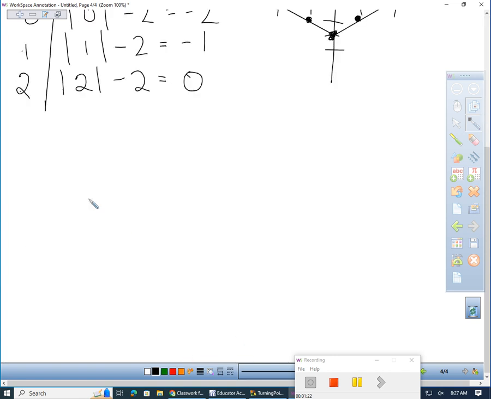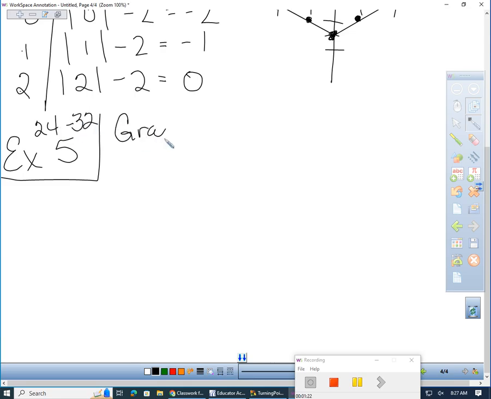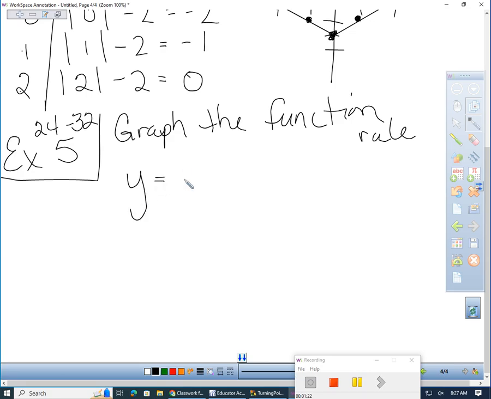Last one. Example number 5. Again, this is from the 24 through 32. Graph the function rule. And let's do y equals 2x squared minus 1.